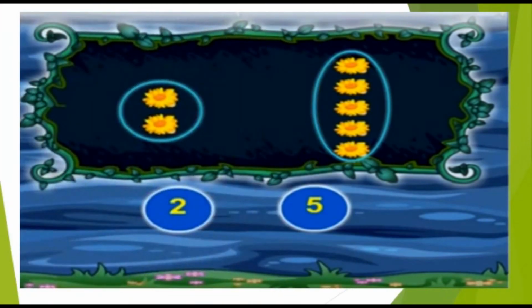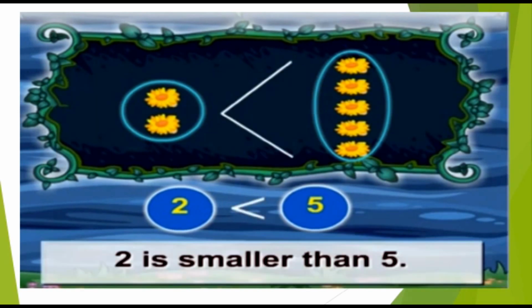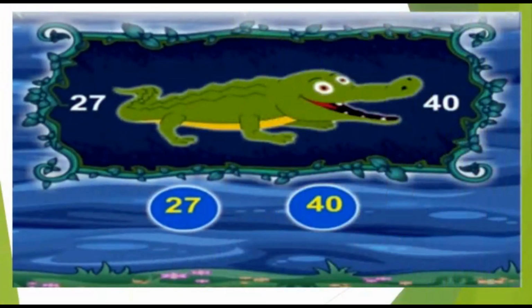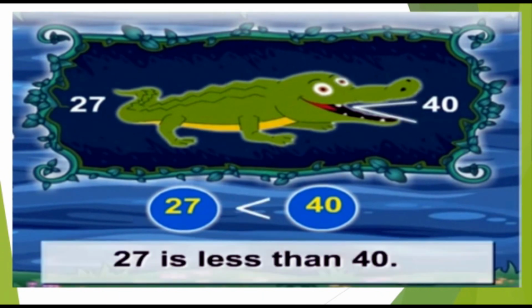Another example. We have 2 and 5. Now you know that 2 is smaller than 5. So you write it like this: 2, symbol of smaller than, 5, and you read it as 2 is smaller than 5. Now next is 27 and 40. You know that 27 is smaller than 40. So 27, symbol of smaller than, 40. We read it as 27 is less than 40.